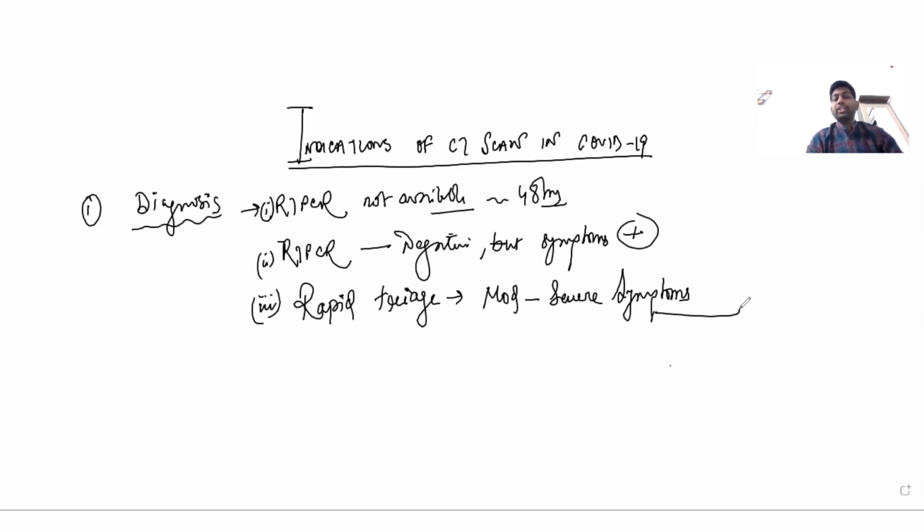The next group of indications, as recommended by both the AIIMS protocol as well as by the Society of Chest Imaging and Intervention, are the other indications of CT scan used for management purpose. Suppose the patient has been diagnosed with COVID-19 and now the patient is undergoing treatment. Suppose the patient was having moderate symptoms of COVID-19, his saturation was between 90 to 94, and the patient was maintaining the saturation with oxygen over 94.